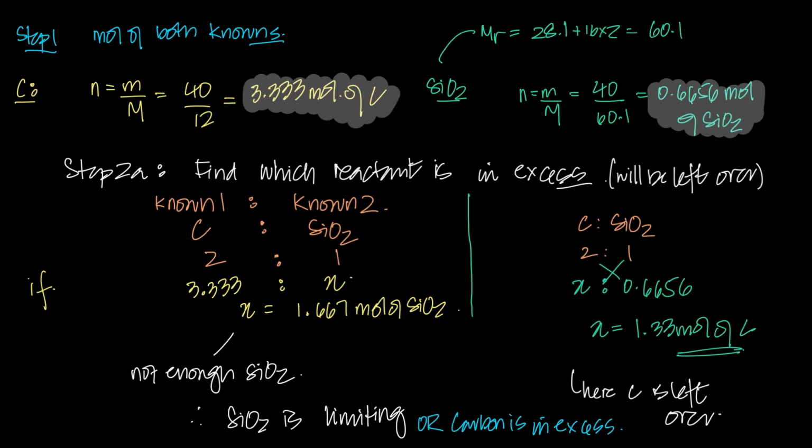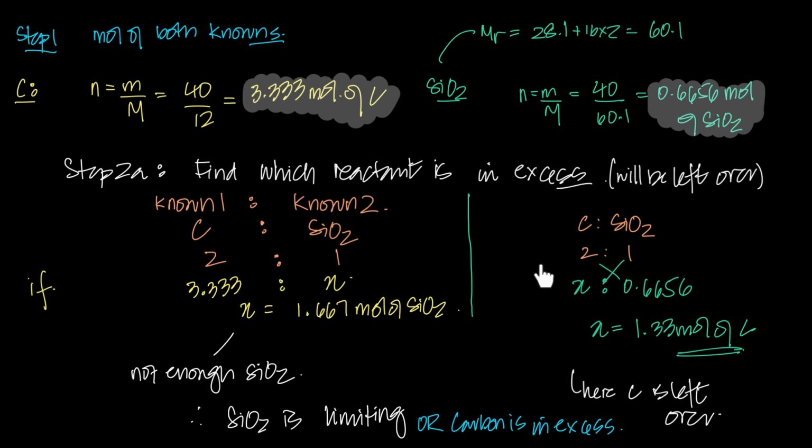In the real world you'll only do either the left hand side or the right hand side. If I had done only this, I would have realized I need more SiO2 than I actually have, which would have made SiO2 limiting, which would have therefore said carbon is in excess.